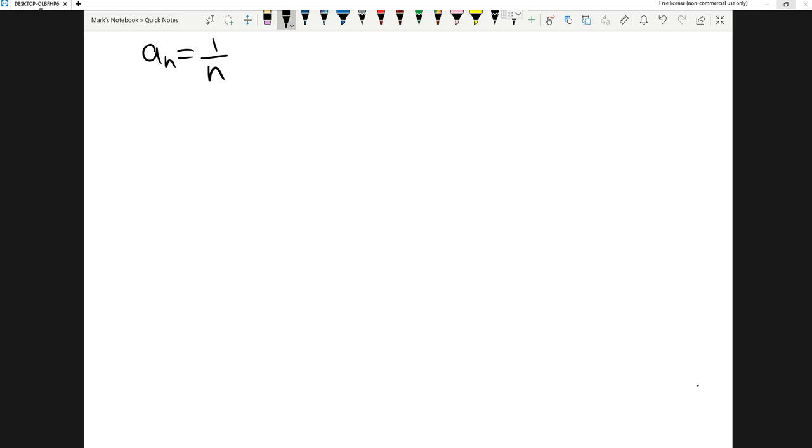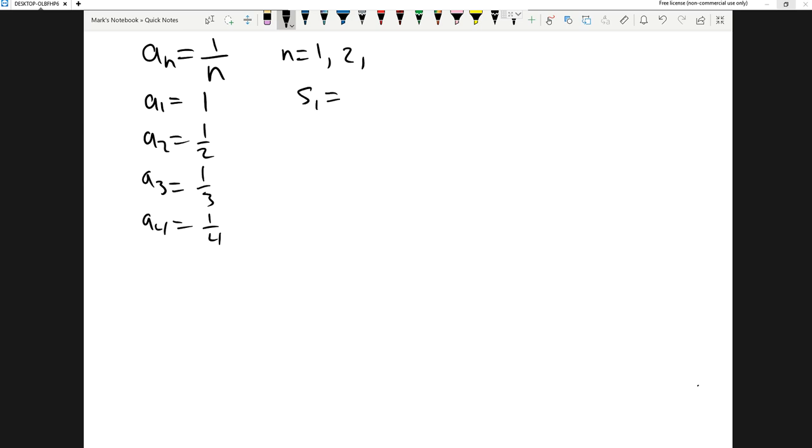1 over n. And I'll remind you that the terms in this sequence would be, well, if n starts with 1, we'll have 1, 1/2, 1/3, 1/4, and so on. Okay, so that's the terms in this sequence. And if we want to think about the series, then the terms would be, again, the sums of these. So 1 would be the first, the second partial sum would be 1 plus 1/2, and the third would be 1 plus 1/2 plus 1/3, and so on.